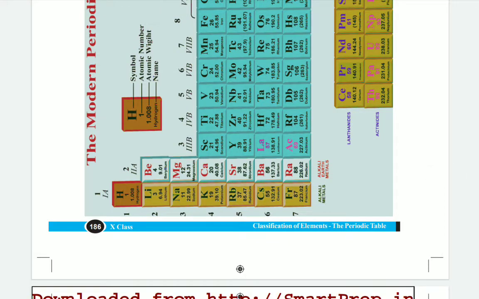Okay, so the third period starts with sodium, Na. This period starts with the third main shell, M. This shell has 3 subshells again. So what are those 3 subshells? 3s, 3p and again 3d.